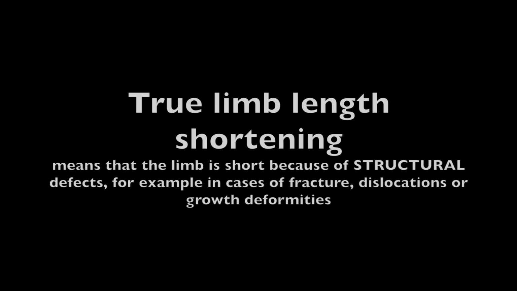Measuring true limb length is to determine the actual length of the limb. A true limb length shortening means that the limb is short because of structural defects, such as in the cases of fractures, dislocation, or growth deformities.